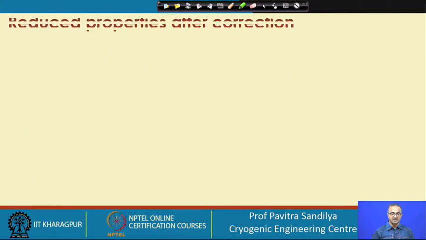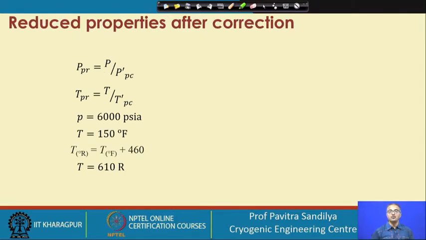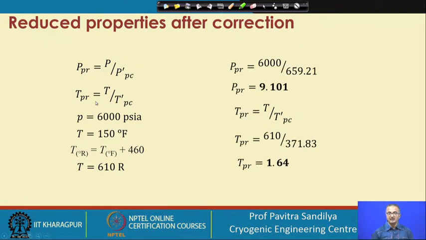After getting these corrected values, now we go to find out the pseudo reduced pressure and pseudo reduced temperature from these formulae, and here we just plug in the values of the given pressure and the corrected pseudo critical pressure to obtain the pseudo reduced pressure like this. Similarly, we plug in the value of the given temperature and the corrected pseudo critical temperature here. So, we get the value of the pseudo reduced temperature.